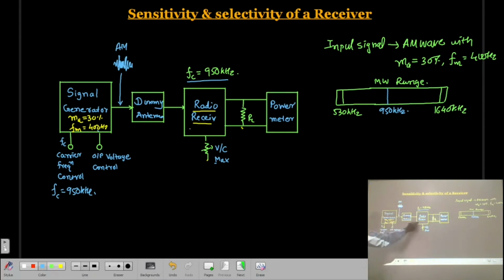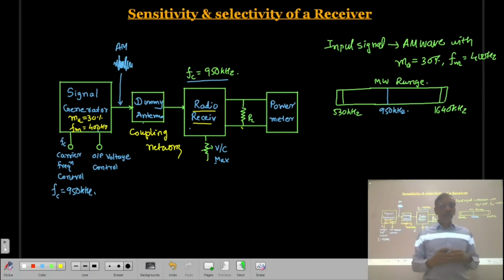Then between the radio receiver and the signal generator, we have one more component which is known as a dummy antenna. This is nothing but a coupling network. And why do you require the coupling network? Because the output impedance of the signal generator and the input impedance of your radio receiver are not going to match. They are different.